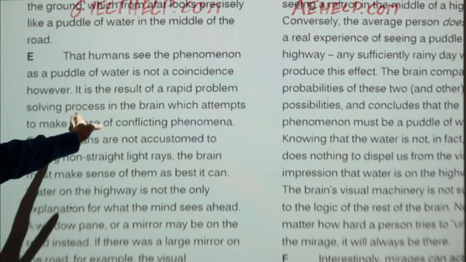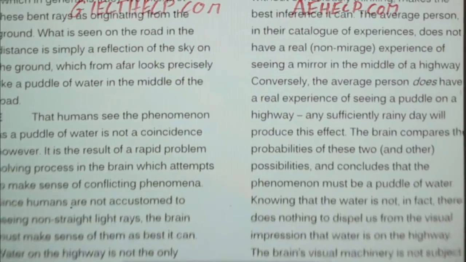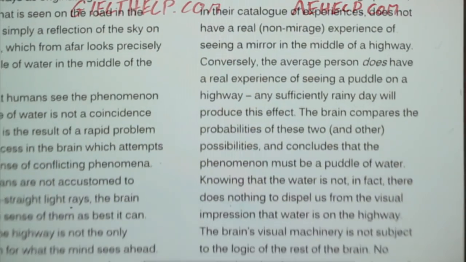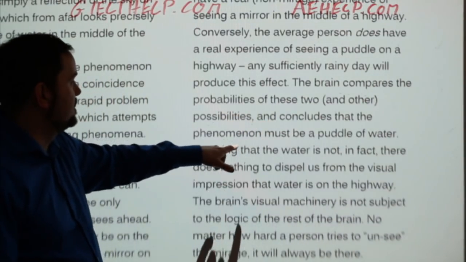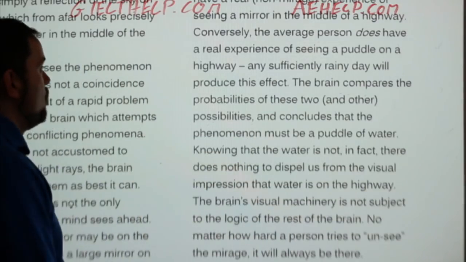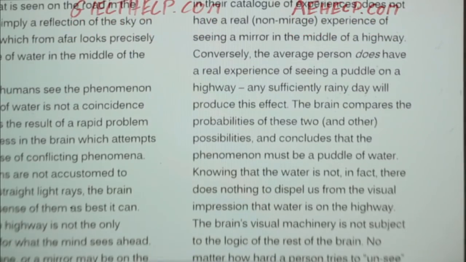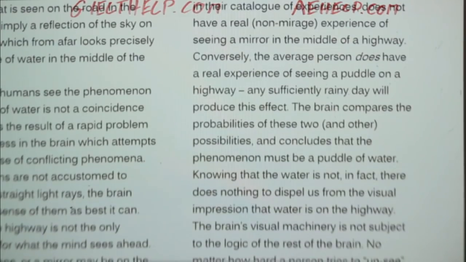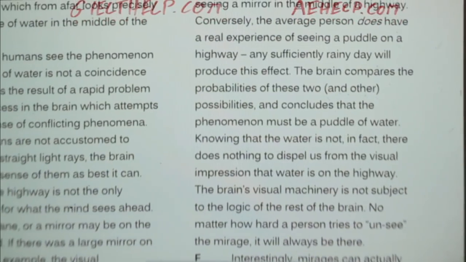So it's the result. So the brain attempts to make sense. Now, I even remember when I look at this paragraph that paragraph E, it tells me here what the brain is actually doing. It says the brain compares the probabilities of these 2 other possibilities and concludes the phenomenon must be a puddle of water. Okay? So what the brain does, in fact, is it references what it knows, okay? So it takes its past experiences. So why does it not see a mirror? Why does it not see a window? It's because it's referencing what it already knows, okay?